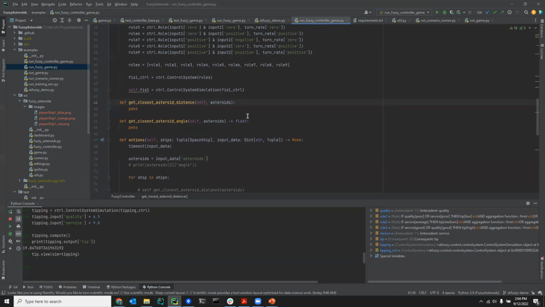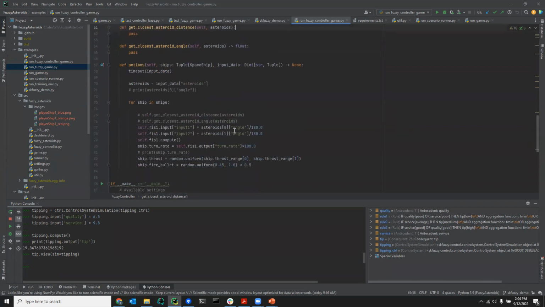There are lots of options here, but let's say that you wanted to take in something like the angles. So you wanted to get the closest asteroid distance and the closest asteroid angle, and then you do some other things, and then the sum angle is what you're putting into this FIS. In this case, we're simply looking at two asteroids, and we're looking at the asteroids' angles, which in this case is in your global frame. That is the input to our FIS.